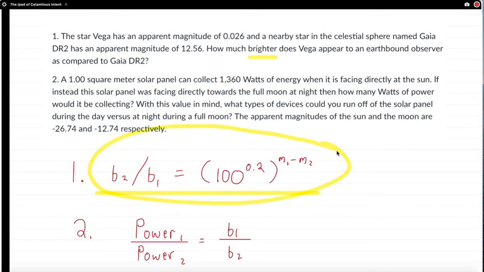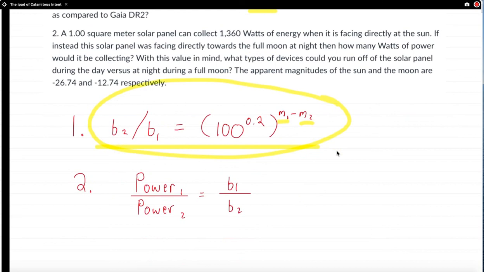You can just use this version where that work has already been done for you, and you're just solving for the value of B that you don't know. Okay, and you're actually solving for the ratio. You want to solve for the ratio of brightness between these 2 stars, Vega and Gaia DR2. All right, and so you would plug their apparent magnitudes in for the values of M. Look at the example in the book, but this is the equation to use. Okay, so that's what you need to use, just that equation for number 1.